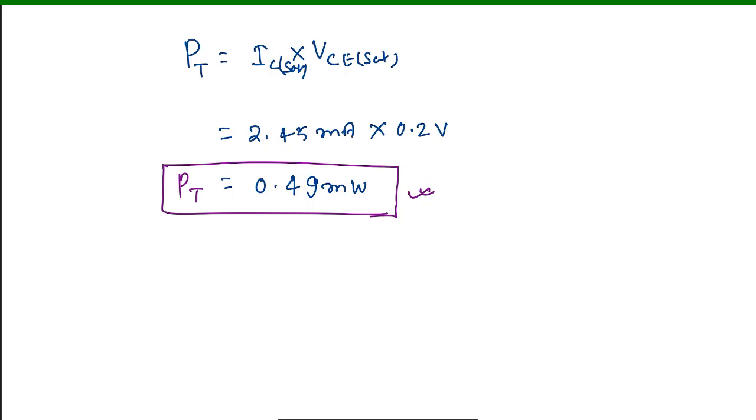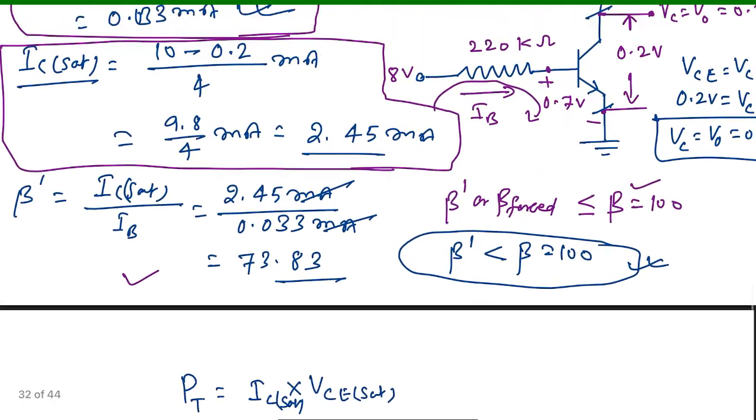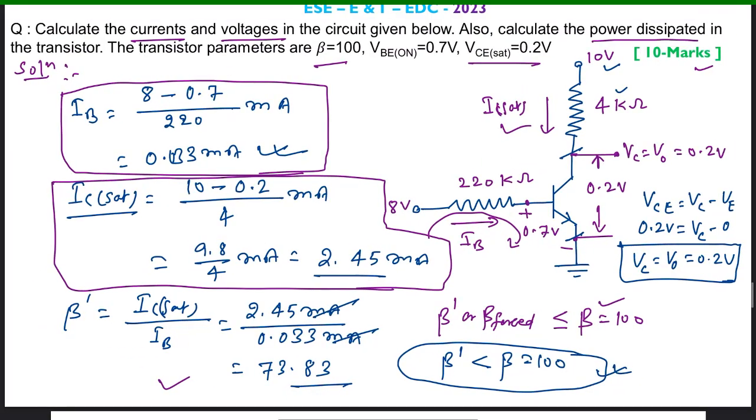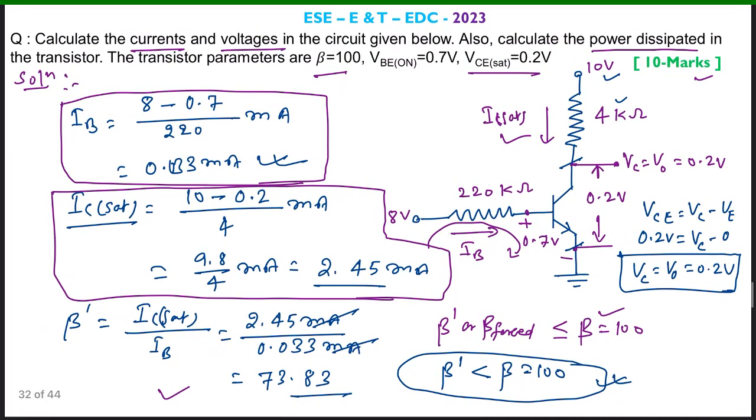So in this way we got all the parts. First we got the base current, then the collector saturation current, and after that the power dissipated by the transistor. And this is the end of the explanation for this question.